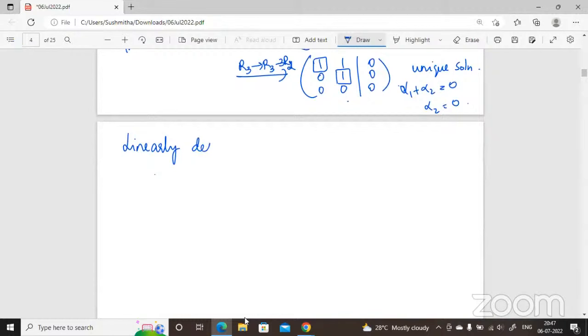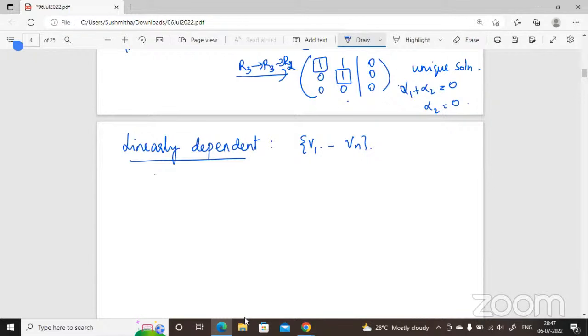And the unique solution would be everything being 0: alpha 1, alpha 2. Okay, so when is a set linearly dependent? Ma'am, when not all the coefficients are equal to 0. Yeah, as simple as saying that when the set is not linearly independent, it is linearly dependent. So since the concept of linear independence is clear, you just need to check whether it is linearly independent or not. If it is not, then it is linearly dependent.